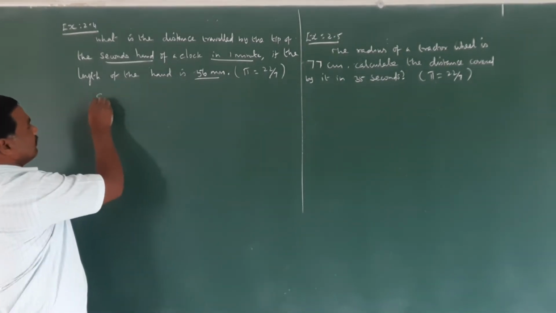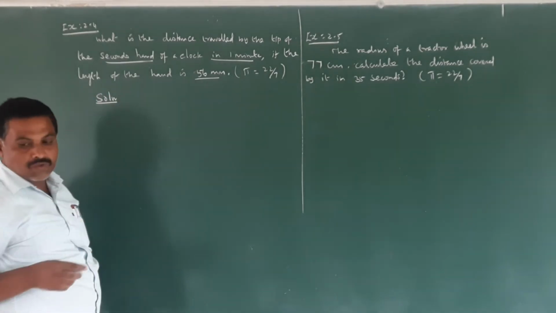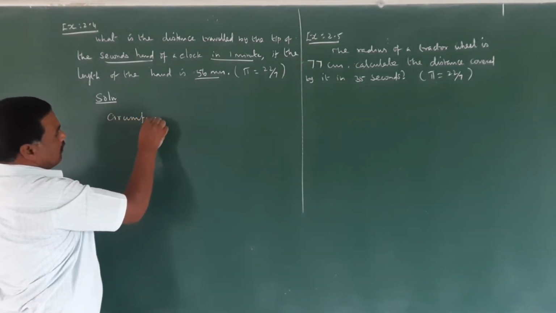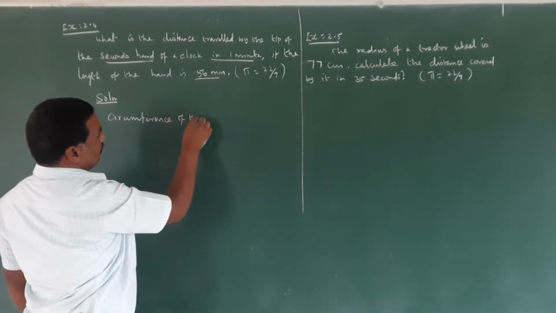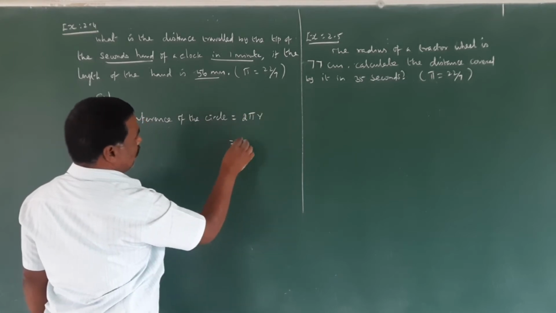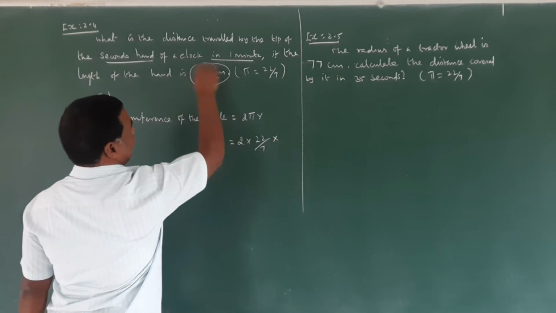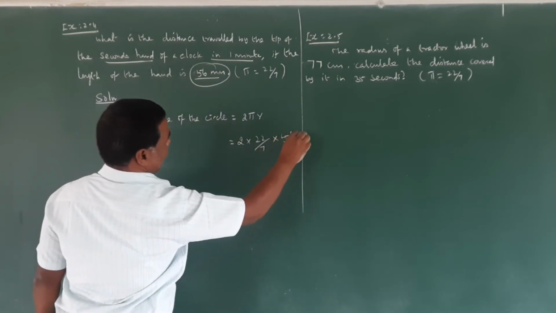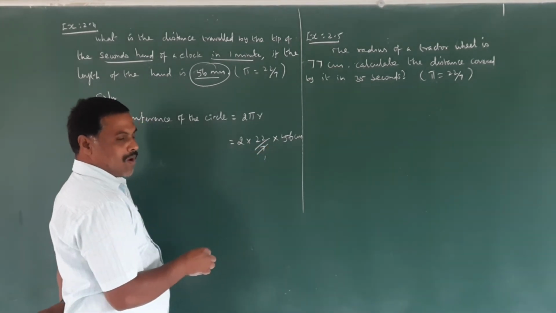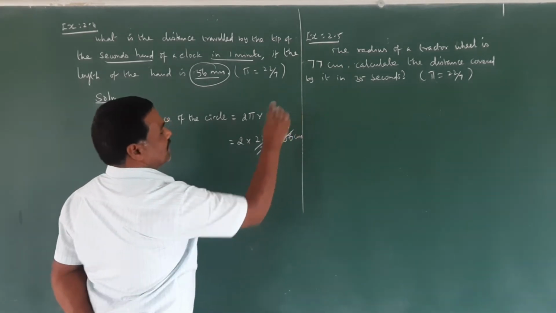Now solution. Circumference of the circle equal to 2 pi R. Now 2 into 22 divided by 7. The R value is what? 56 millimeter. 1 sevens are 7. How many 7s are 56? 8 sevens are 56.